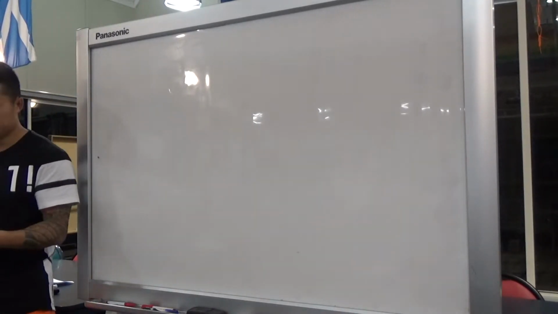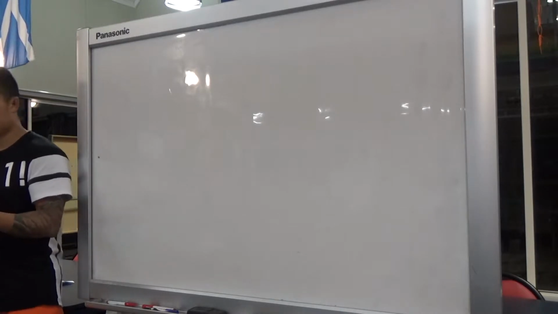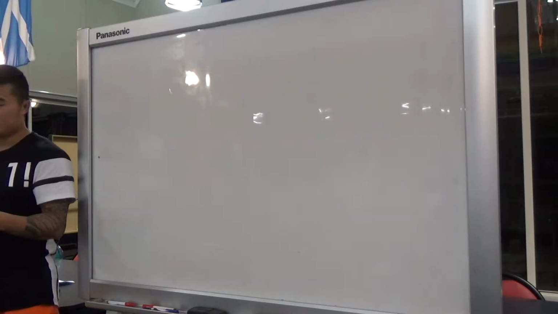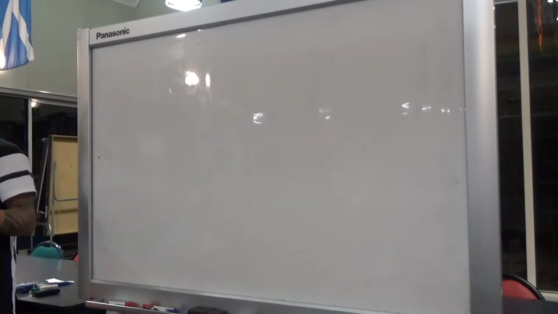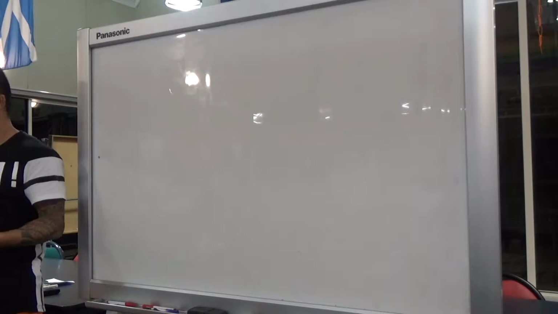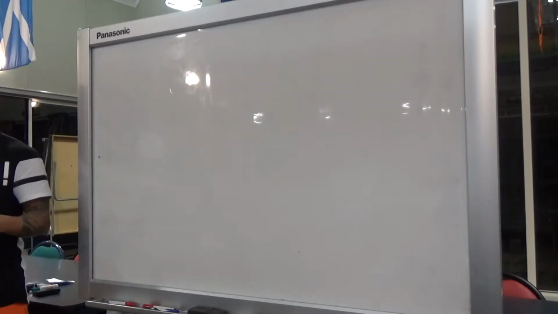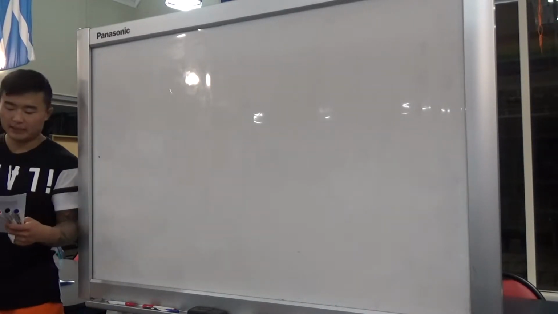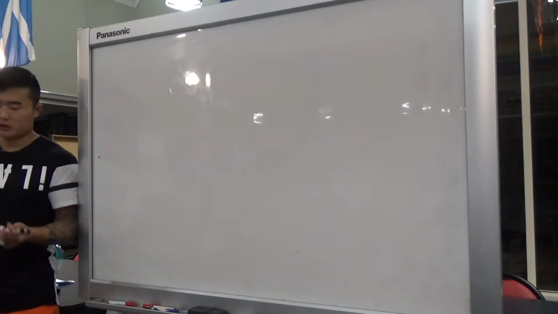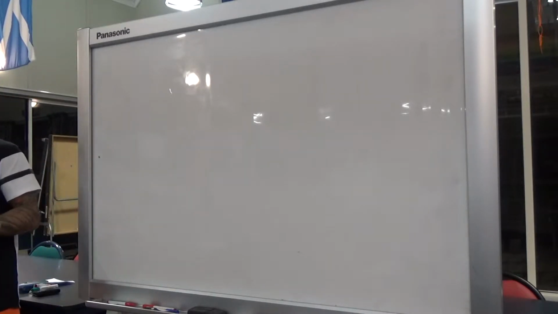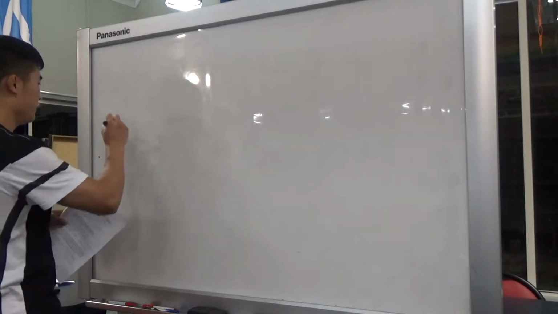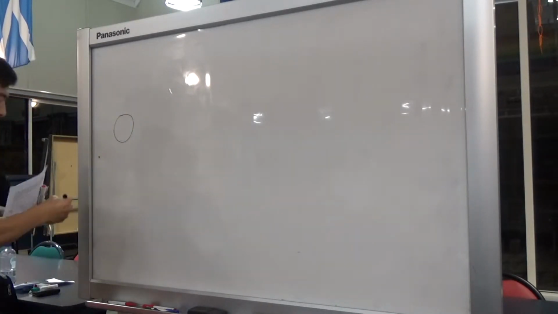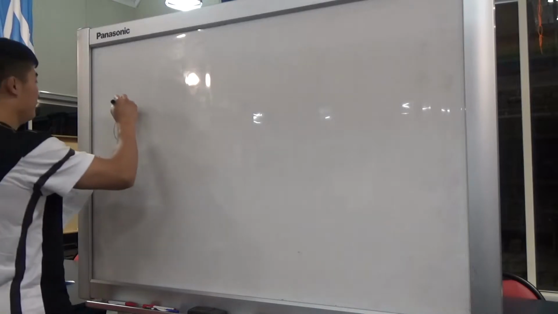A solid sphere is completely submerged in water, and it's released. And when it's released, its acceleration is 10 meters per second squared upwards. We want to know what the density of the sphere will be. And we were told that the density of water is 1,000 kilograms per meter cubed. So here's our sphere.